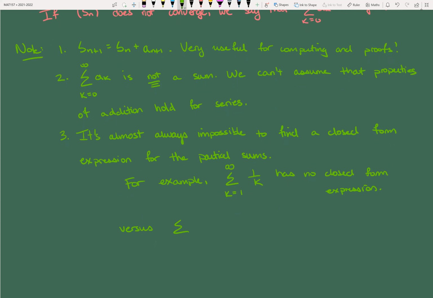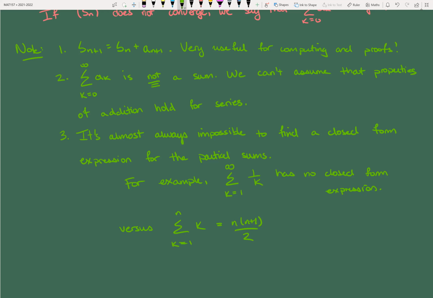Some of you might have seen this. The sum from k equals 1 to n of k is n times n plus 1 over 2. What this says is, if n is equal to 10, I don't actually have to add up the first 10 numbers, I don't have to do 1 plus 2 plus 3 plus dot dot dot plus 10. I can just plug n equals 10 into the right-hand side, and I get 55.